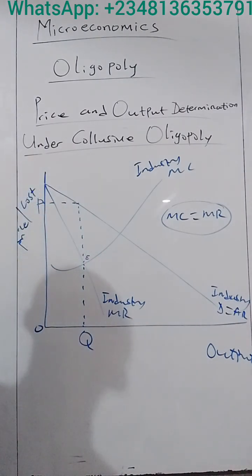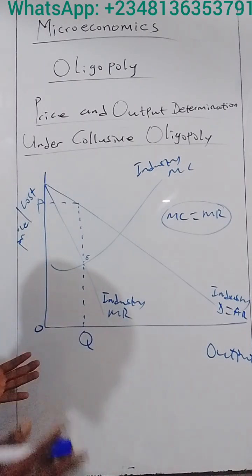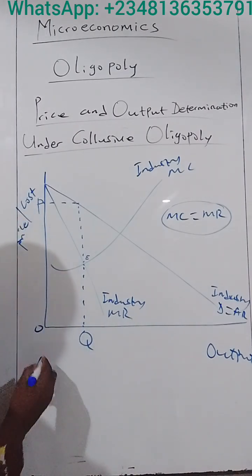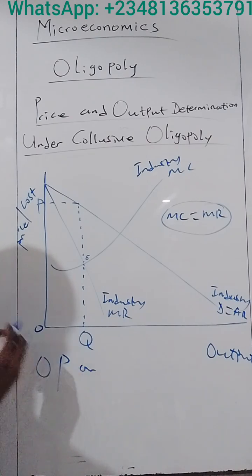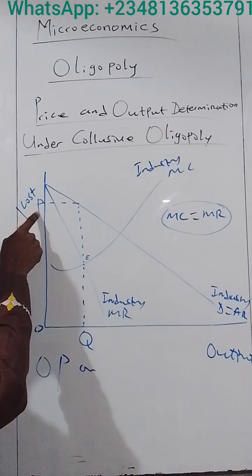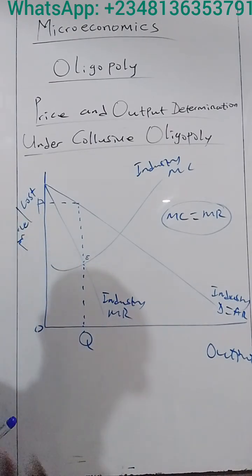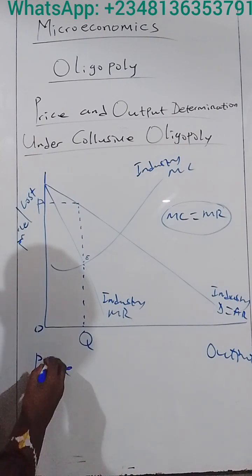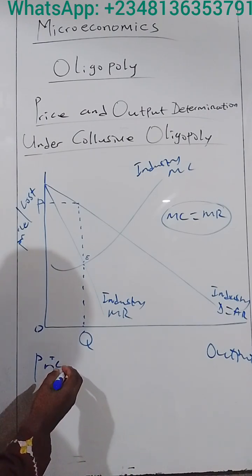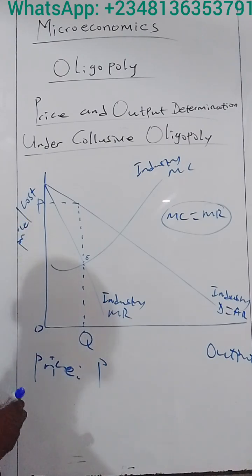In other words, all firms in this market will charge the same price because they are operating as one. The price they are going to charge is OP, or simply P. In order not to create confusion, let me just say P. So the price to be charged by all the firms in this market, because they are supplying as one, will be P. That is the price they are going to charge.